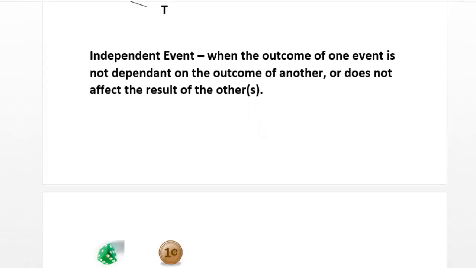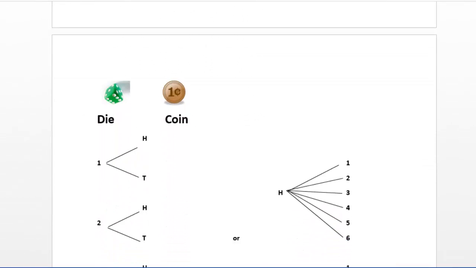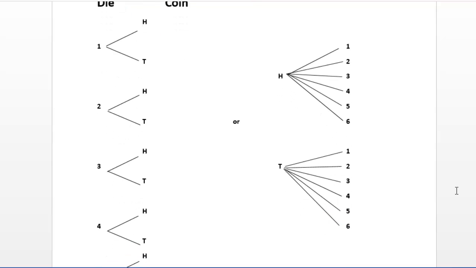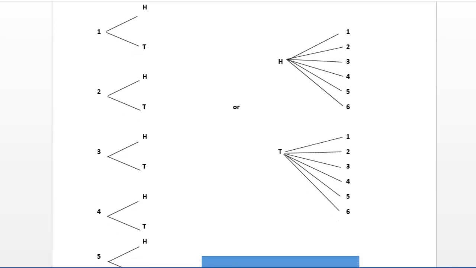Here's another example. If we roll a 6-sided die and toss a coin, 2 completely independent events, it is always a good idea to start your tree diagram with the event that has the largest set of outcomes. That way your tree diagram is less cluttered and easier to read. The die has 6 possible outcomes, so let's start with that. So we list our 1, 2, 3, 4, 5, and 6, and then the outcomes of flipping our coin, either heads or tails, off those branches.